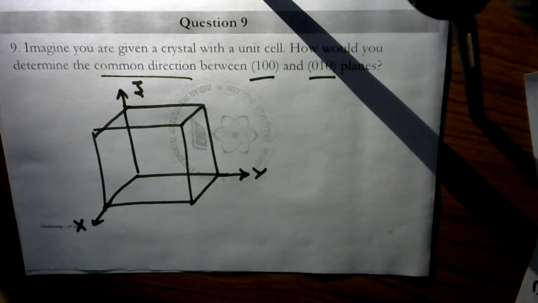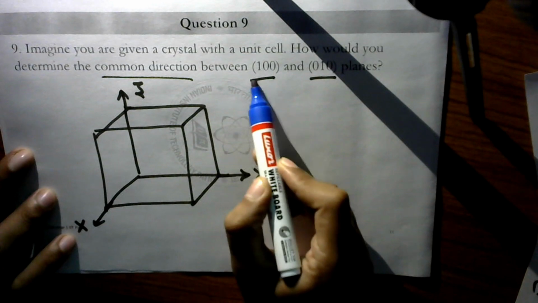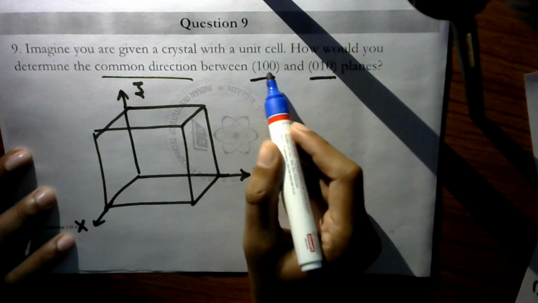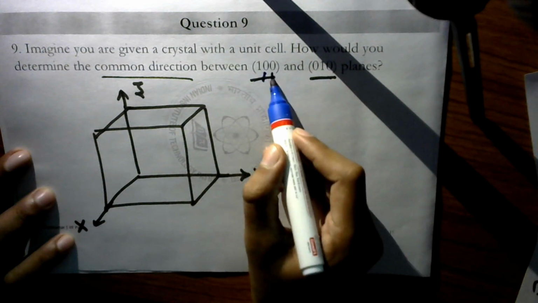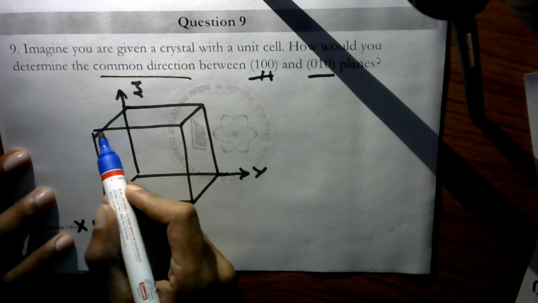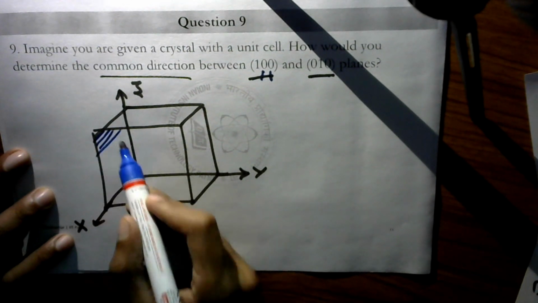Let's draw those planes. They are talking about the common direction between the (110) and (010) planes. This is the plane 1, 1, 0. Since 0 is on the y and the z coordinate, it will be parallel to the y and z. So this is the front one, we can say. This plane we are talking about.